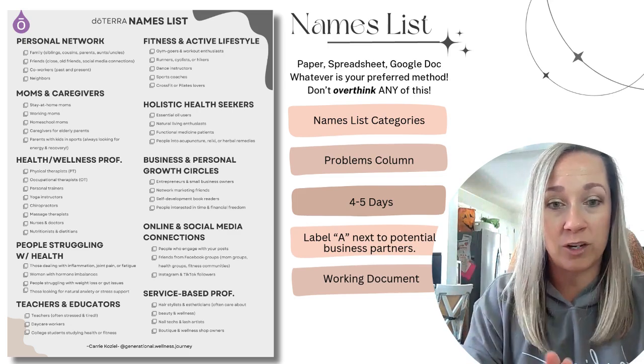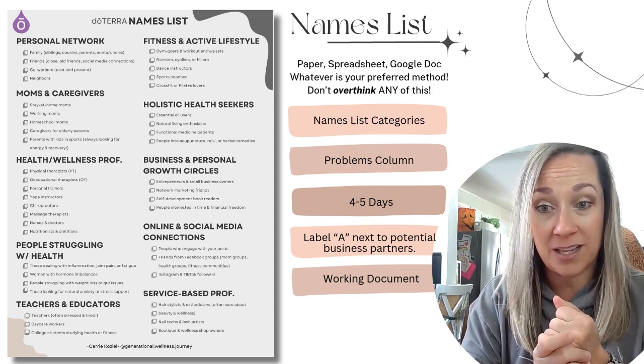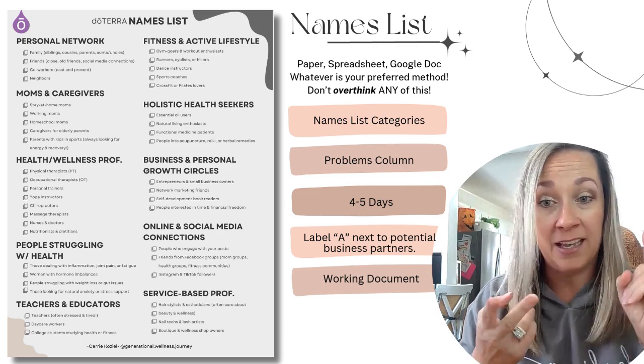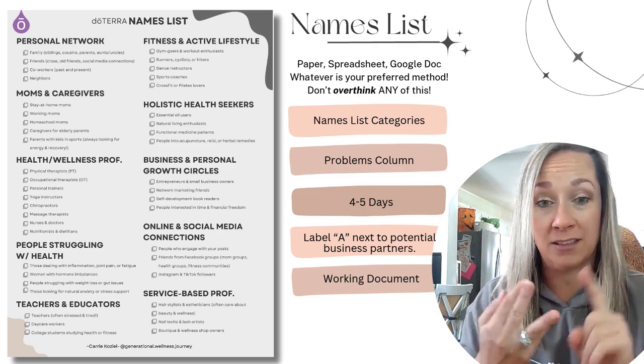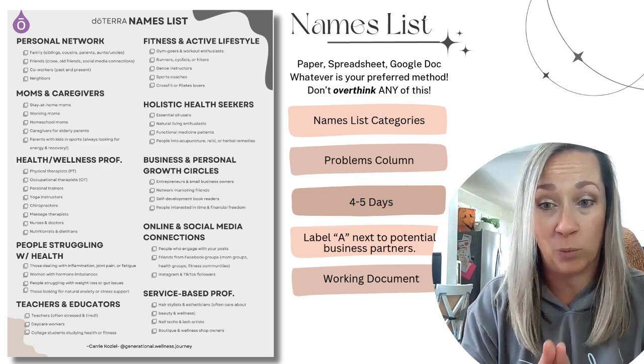So you're going to get to work. You're going to set a timer. Again, focus on each category. Don't overthink it. Put as many names as you can think of and then label the A's next to your people. This names list is going to become a very important working document for you.